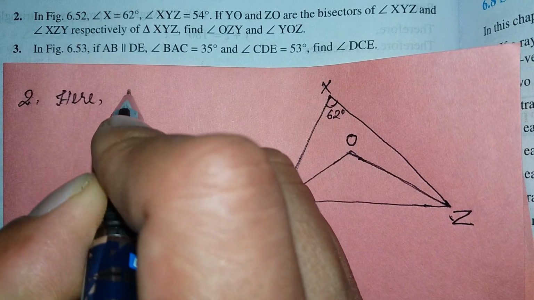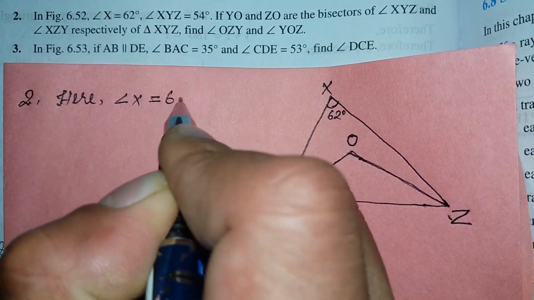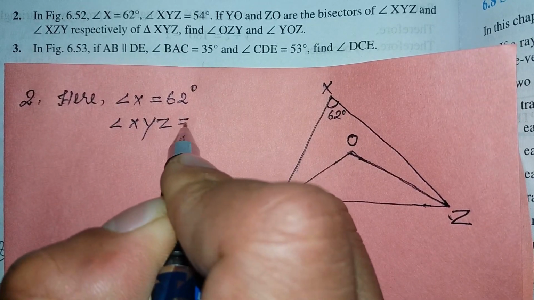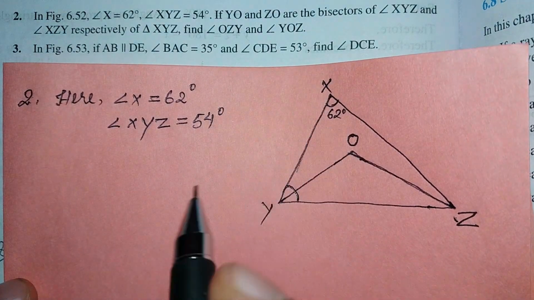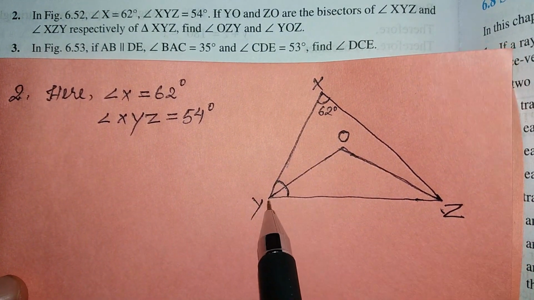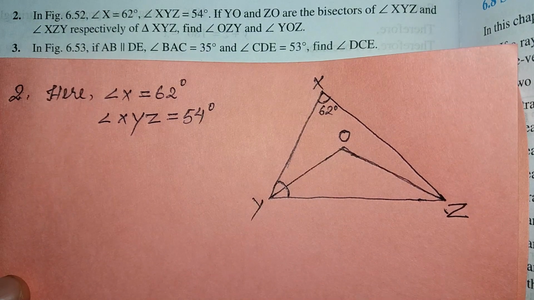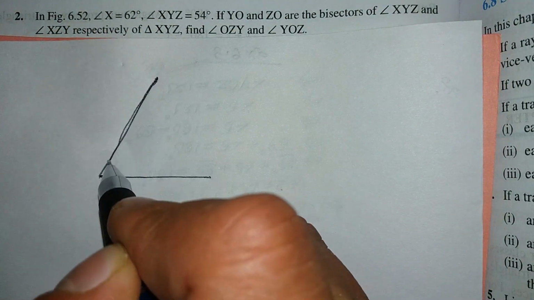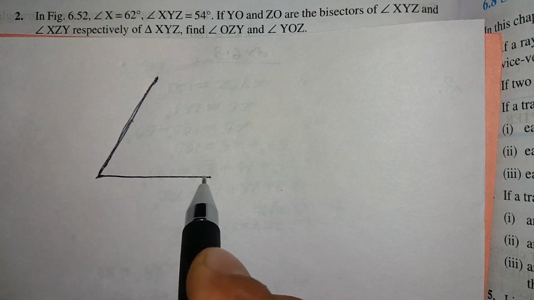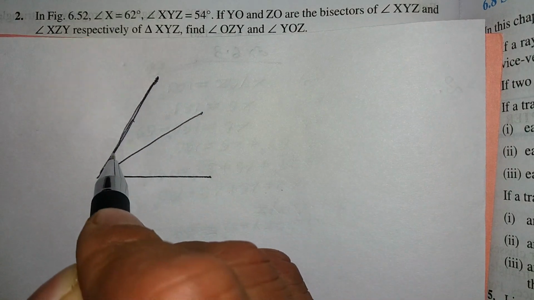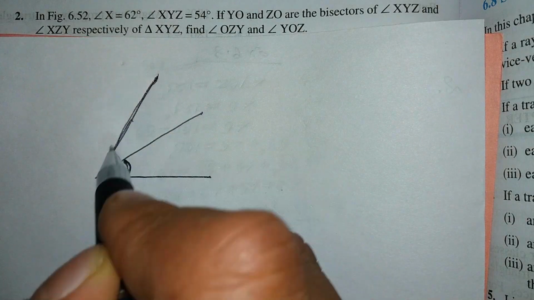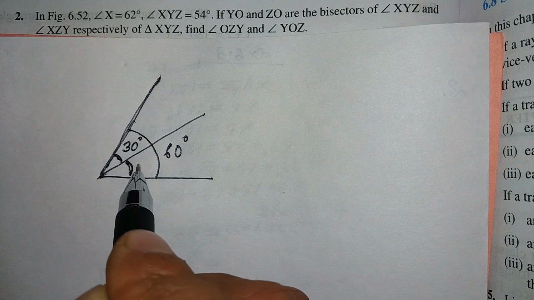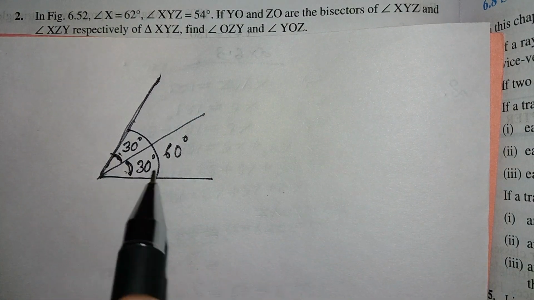Here angle X is equal to 62 degrees, and angle XYZ is equal to 54 degrees. Now this YO is the bisector. Bisecting an angle means dividing the angle into two equal parts. For example, if this big angle is 60 degrees, then this should be 30 degrees, and this should be 30 degrees. So two equal parts.